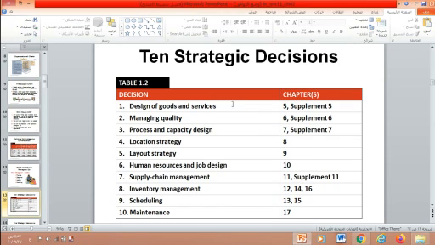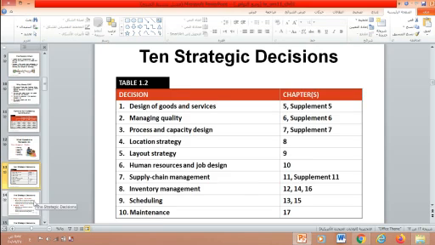So design of goods and services we will explain in chapter 5. Managing quality in chapter 6, process and capacity design in chapter 7, location strategy in chapter 8, then layout strategy, human resource and job design, supply chain management, inventory management, scheduling and maintenance. And we will talk briefly about each of these strategies in the next slide.